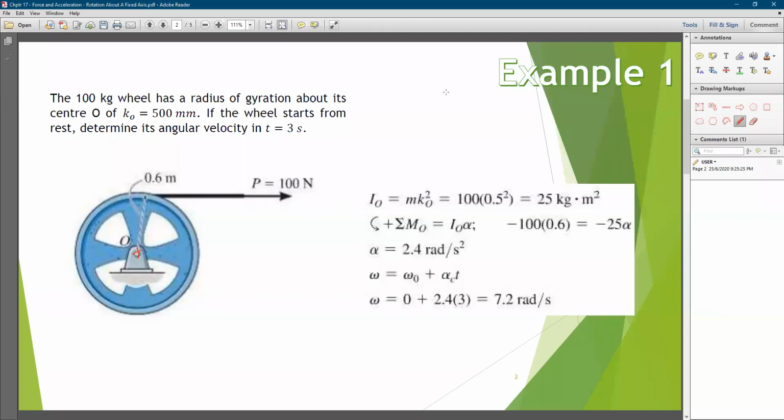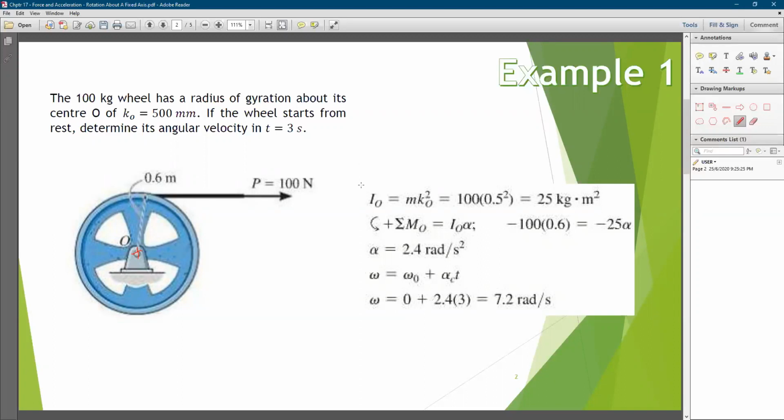Okay, in this particular example, we have a 100 kg wheel with a radius of gyration of 500 mm, and the center is O. If the wheel starts from rest, determine its angular velocity in 3 seconds. Here we can see there is a force P, which is 100 Newton, and it is located about 0.6 meter from the center O.